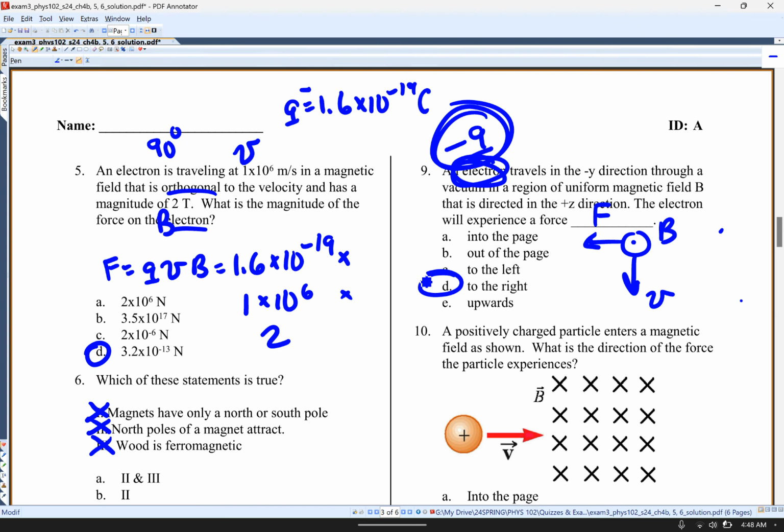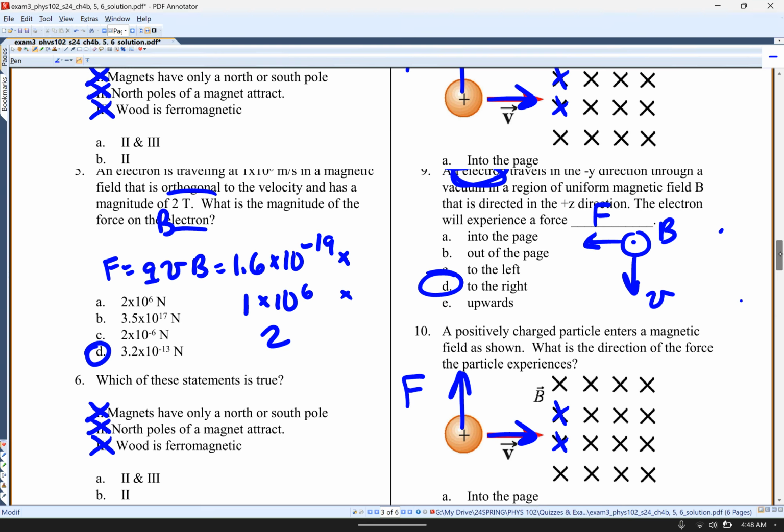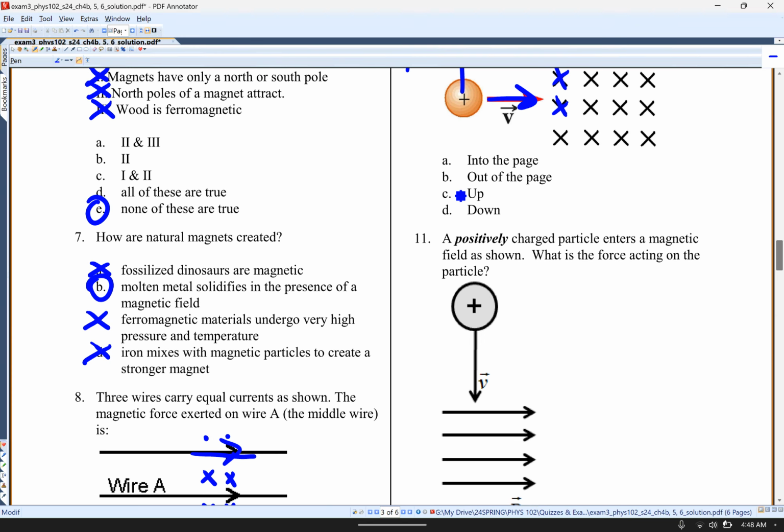Positively charged particle in its magnetic field shown. Was the direction of the force? Okay, well, index finger in this direction, magnetic field is into the page. That's my middle finger. My thumb now points up. So C is the right answer for number 10.